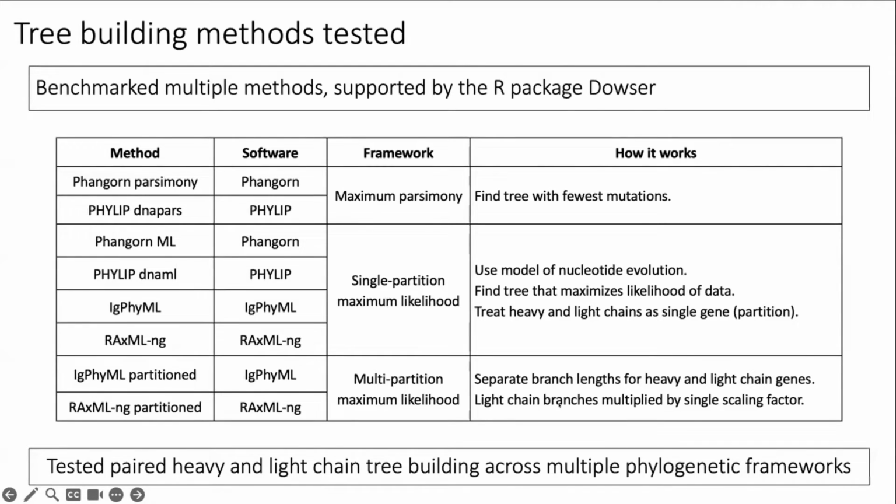Importantly, we don't estimate a separate branch length for each branch for the light chain. We instead multiply the light chain tree branches by a single scaling factor. So the light chain branches are shrunk proportionally relative to the heavy chains. And this allows us to test heavy and light chain tree building across multiple phylogenetic frameworks.